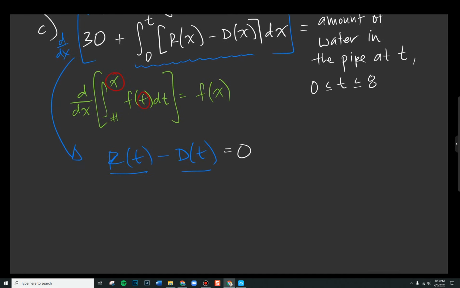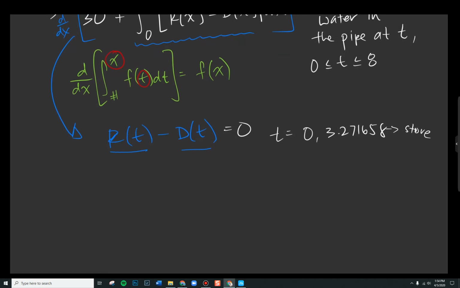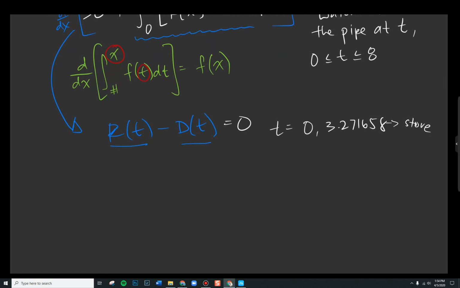you're looking for where your two graphs intersect, right? And you're going to get two locations. You got 0, and you've also got 3.271658, which you should store as a letter, whatever. Okay? And so now these are possible critical numbers. 0 is already one of my endpoints, so great. I'm going to include that anyway.